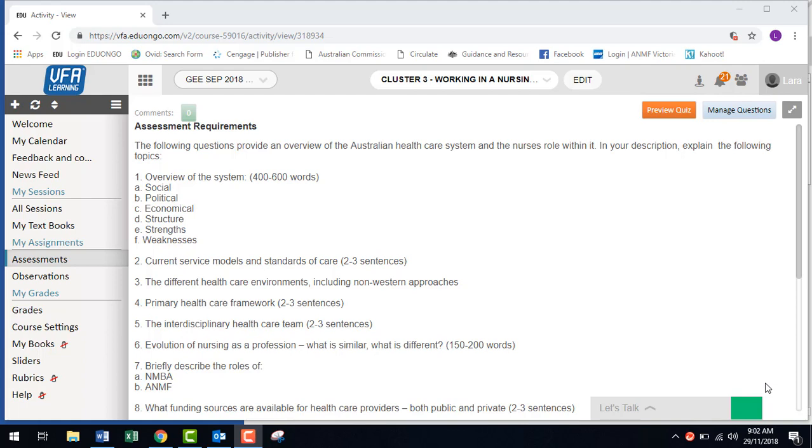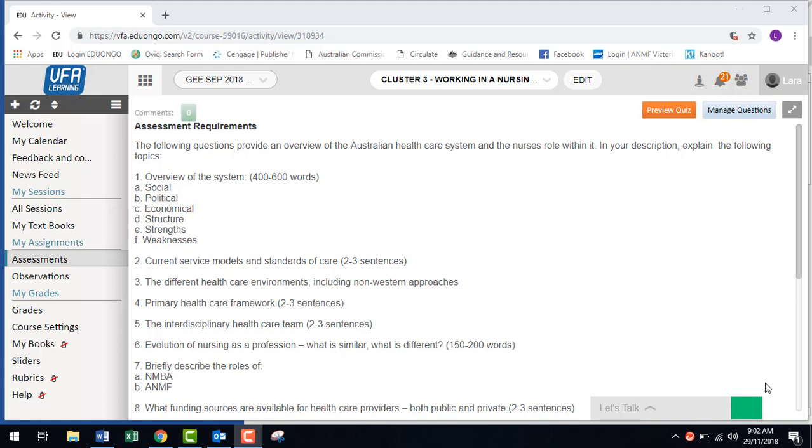Number 2, the current service models and standards of care. A number of times in class, I've referred to the National Quality and Health Standards. So you might want to talk a couple of sentences about what they are. And what services does the Australian healthcare system provide? So just break that into 2 parts.